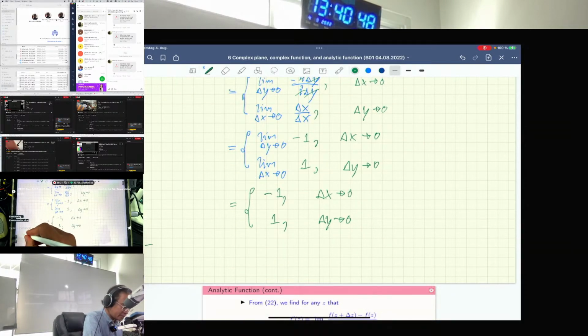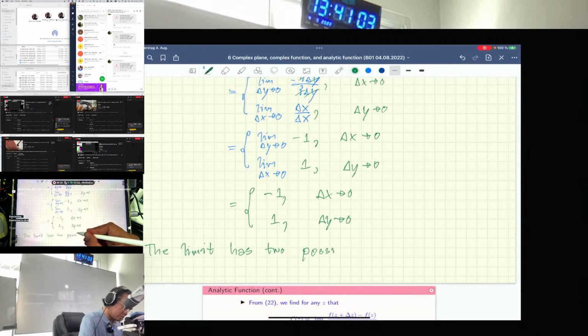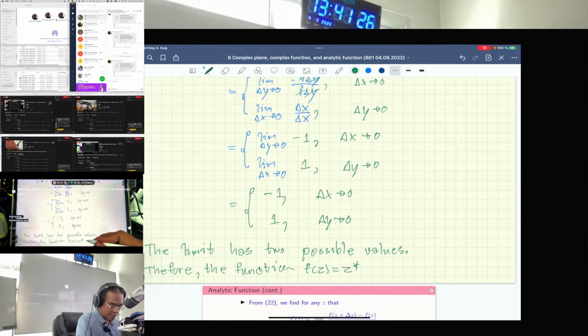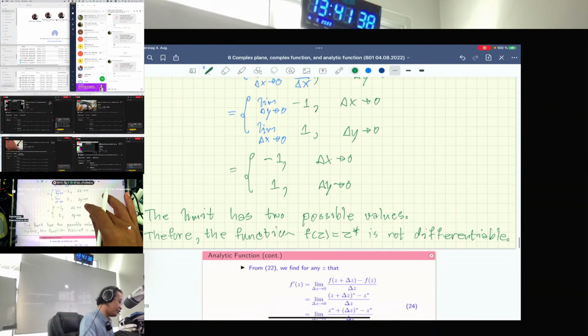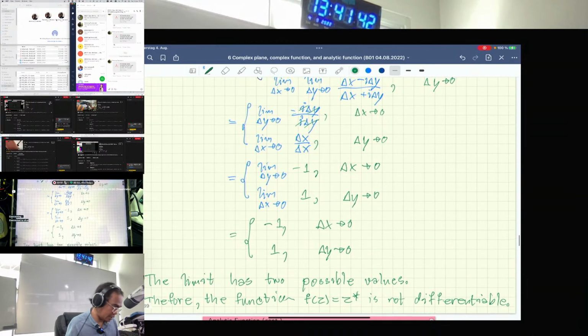So the limit has two possible values. Therefore, the function f(z) equal to z star is not differentiable. It cannot be differentiated. That's it, because we have two values for that.